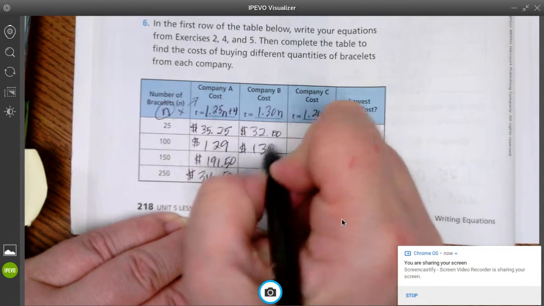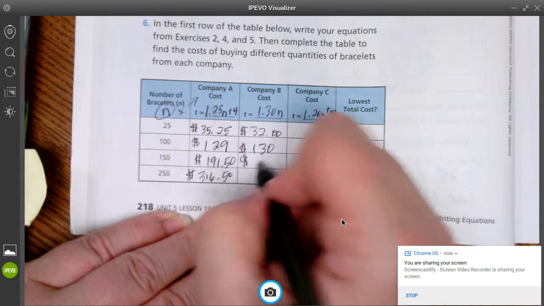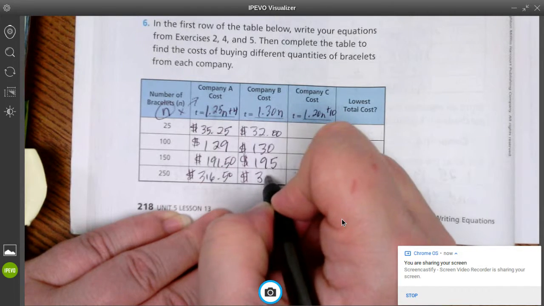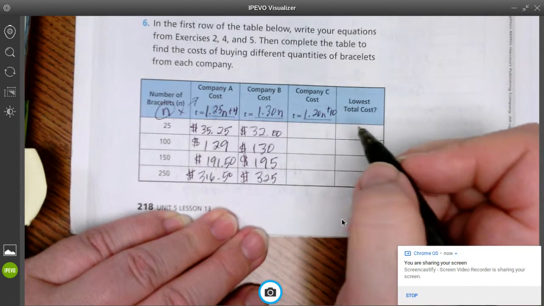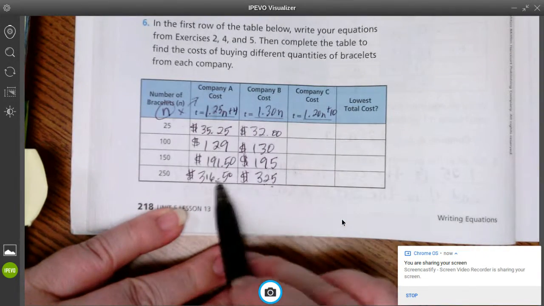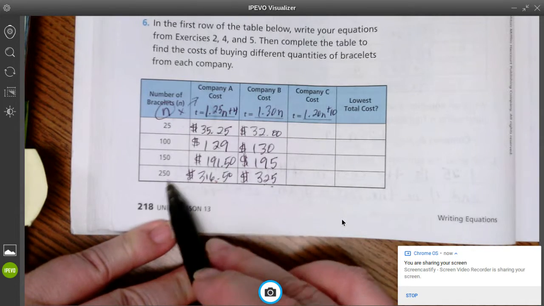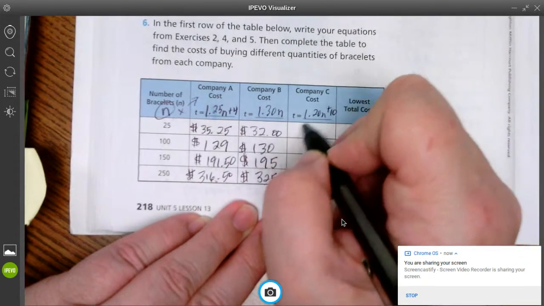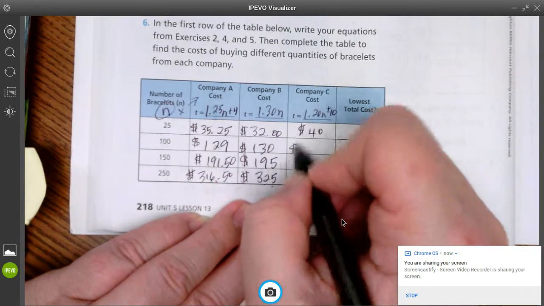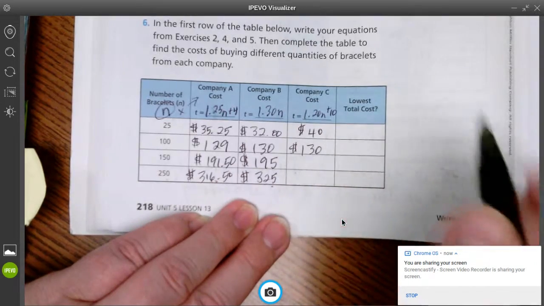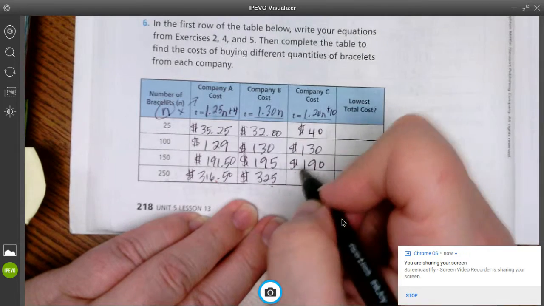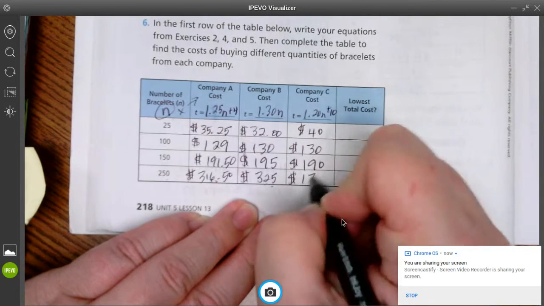Here's $1.30 or $130, sorry. 195, 325. Now this is actually more expensive when they get up into the higher amounts. Company C is going to be $40 for 25. So I hope they could be a really high quality bracelet, maybe, or maybe they ship them a lot quicker. You don't have to wait as long to have them made. Who knows why they charge so much?